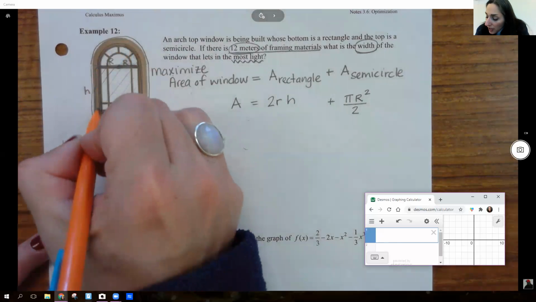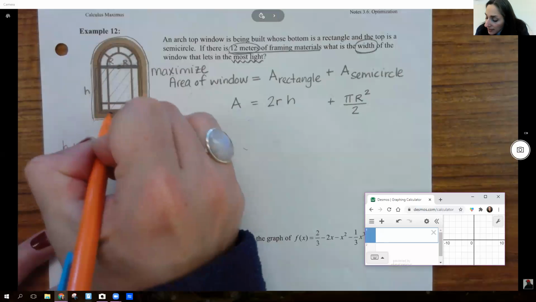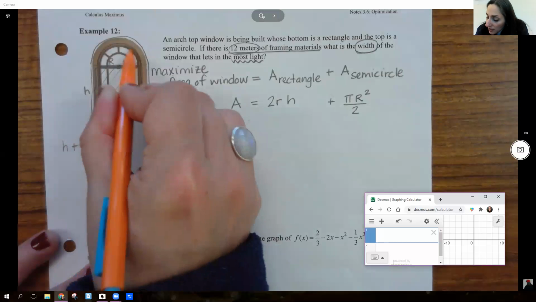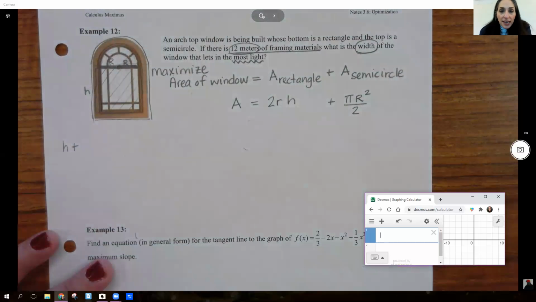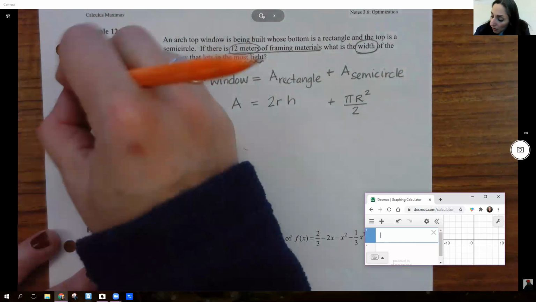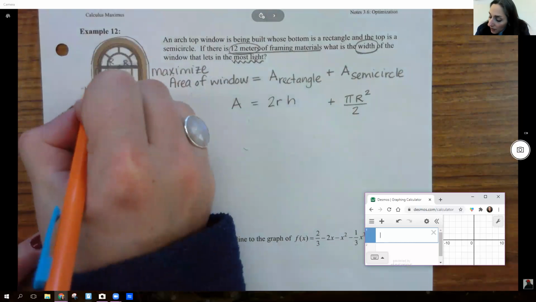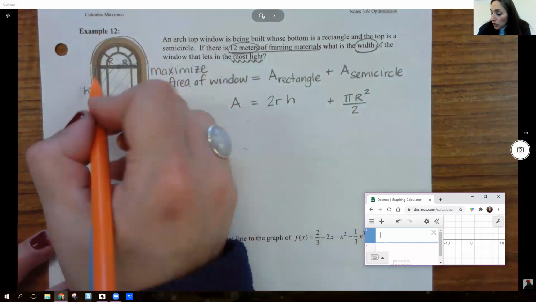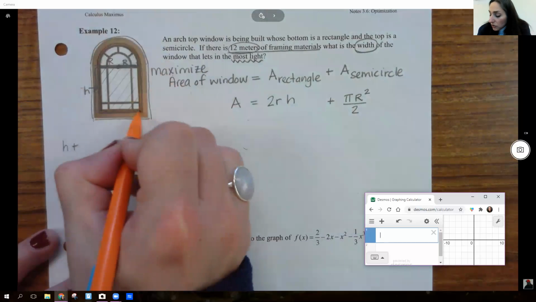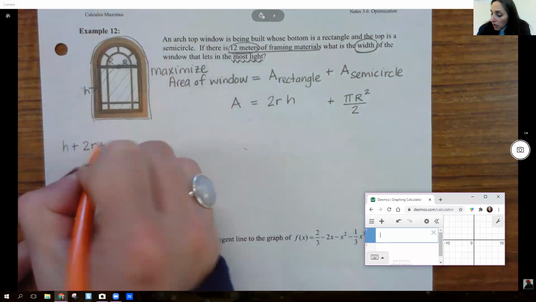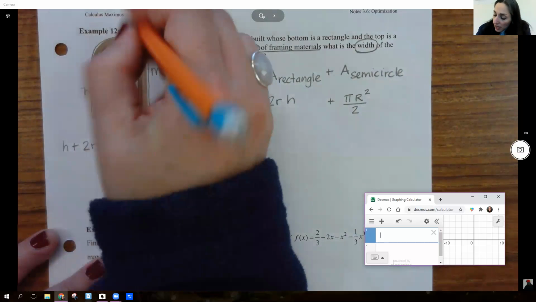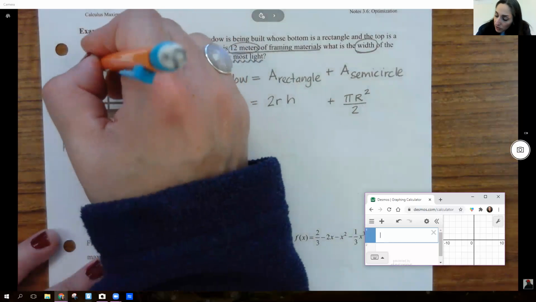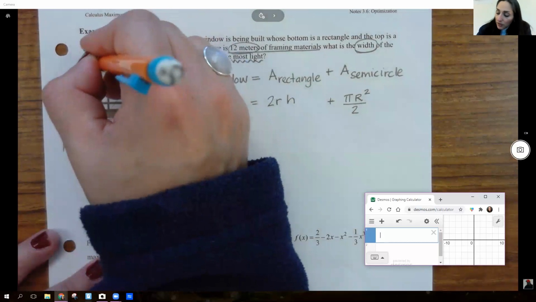I apologize, you guys. So this would be this plus this plus this plus this, not around the very outside, because of course, if there's some thickness to it, it's going to change those dimensions. So we're really talking about that. So h plus 2r plus another h plus, now we have to go around the semicircle.